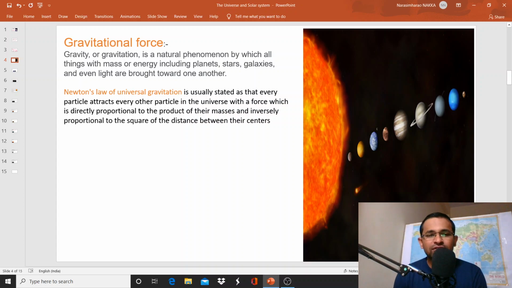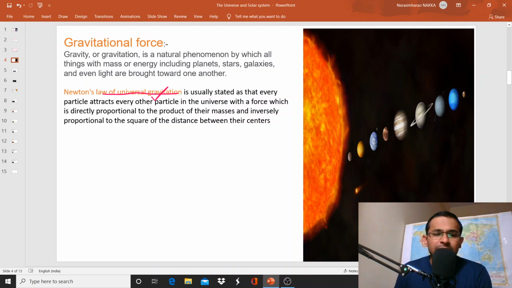So that is the importance of gravitational force. And Newton described gravitational force through a law. That means he explained the gravitational force through a law. That is Newton's law of universal gravitation. It describes gravitational force.